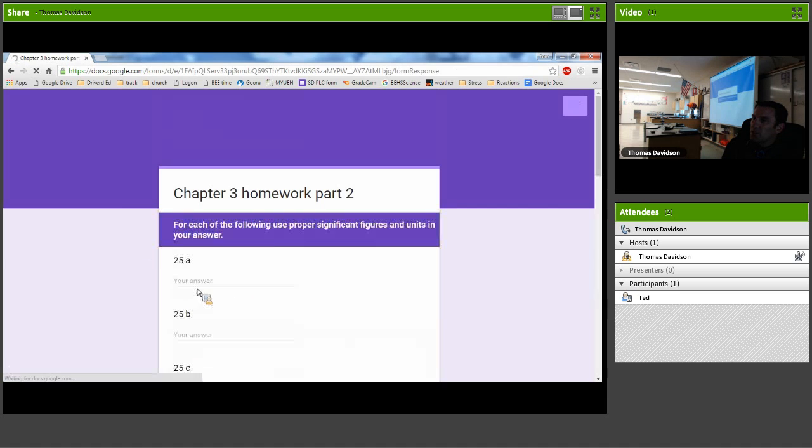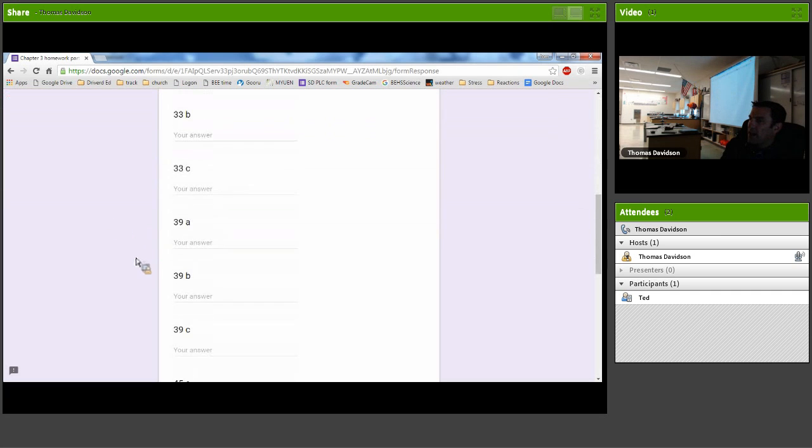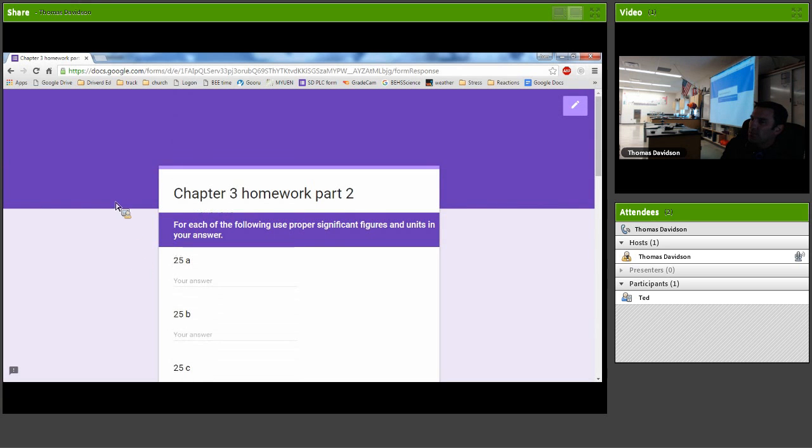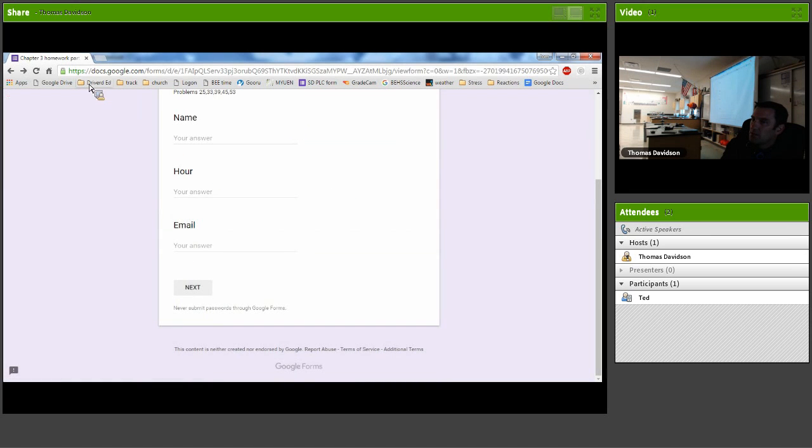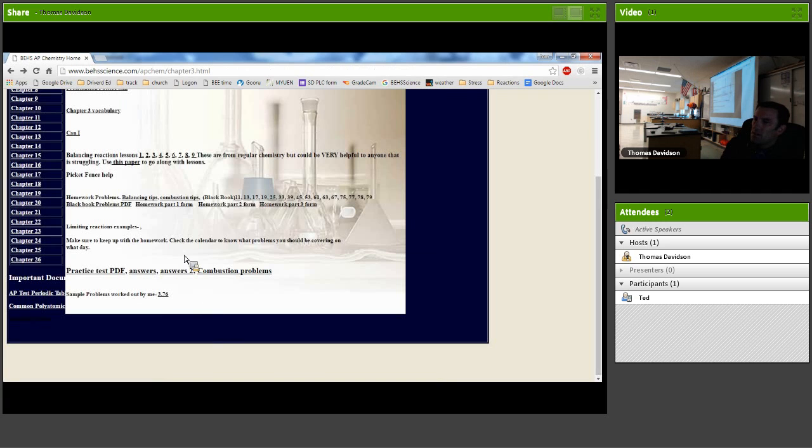These will be a little tricky. Each of the following use proper significant figures and units in your answer. It's not balancing right now. It's what we're doing right now. It's more math. So if it asks you for a mathematical value or numerical value, you have to use significant figures. All right, so what numbers are due tomorrow? It tells you on the page.